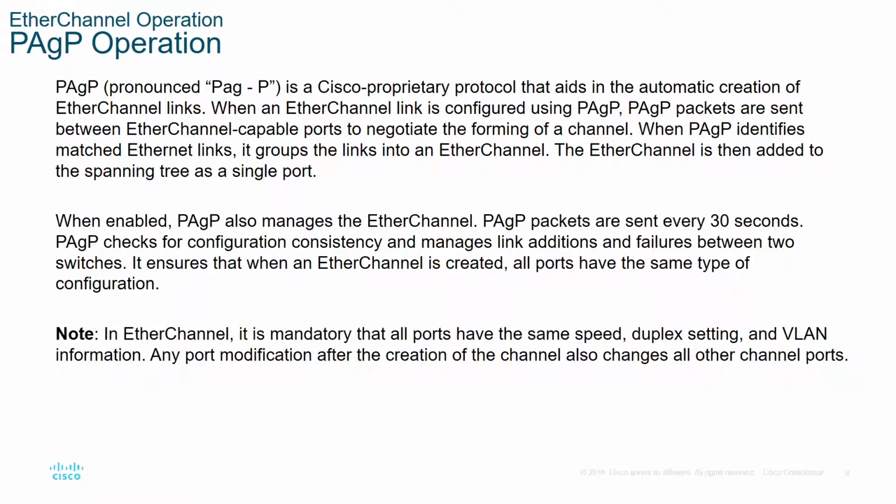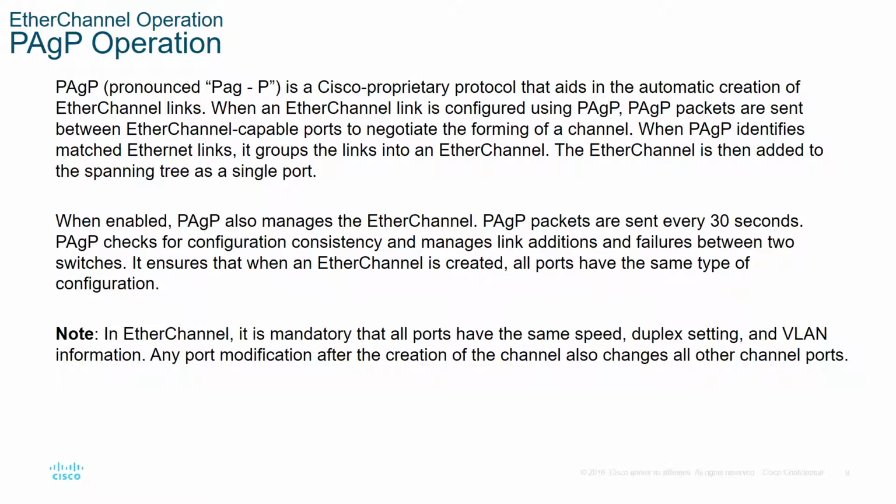PAgP operation. PAgP is a Cisco proprietary protocol that aids in the automatic creation of EtherChannel links. When an EtherChannel link is configured using PAgP, PAgP packets are sent between EtherChannel capable ports to negotiate the forming of a channel. When PAgP identifies matched Ethernet links, it groups the links into an EtherChannel. The EtherChannel is then added to the spanning tree as a single port. When enabled, PAgP also manages the EtherChannel.